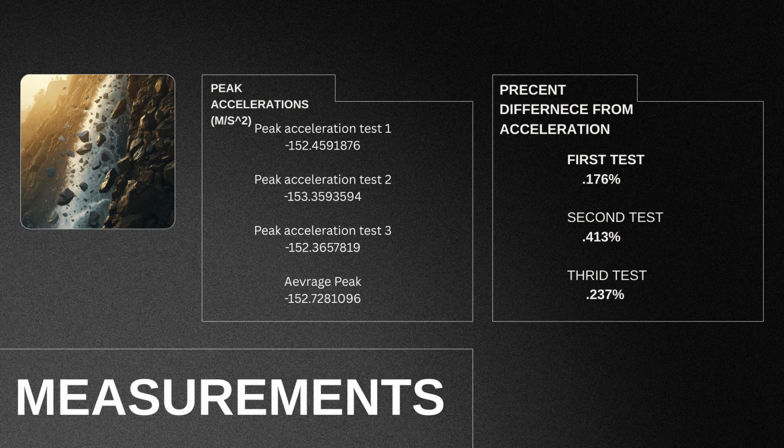154.459. The second had negative 153.359, and the third had negative 152.365. When analyzed, the average was negative 152.728, with a standard deviation of 0.5486. The requirement was for any data point to be within 5% of the average. The farthest from average we had was 0.4%, which is much less, showing it is extremely repeatable.